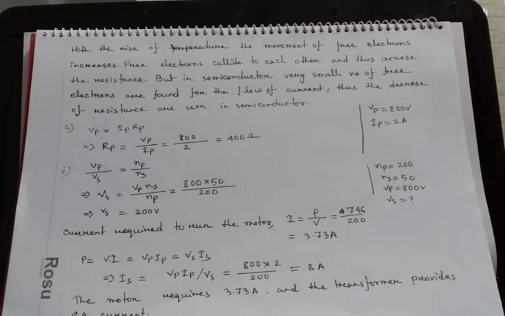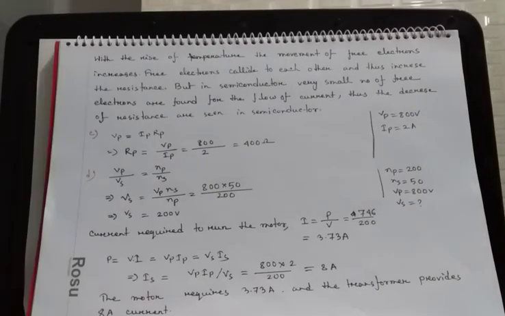Next, question number D. What is our question number D? The question number D is whether it is capable to run the motor by using the transformer, as the motor is directly connected to the secondary winding of the transformer.